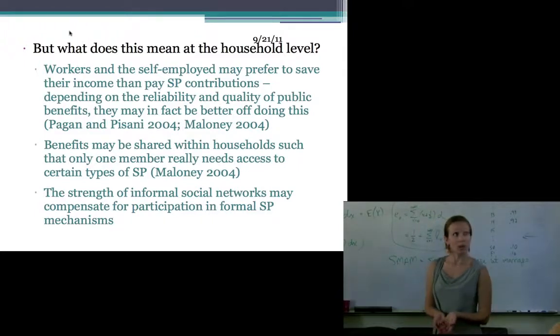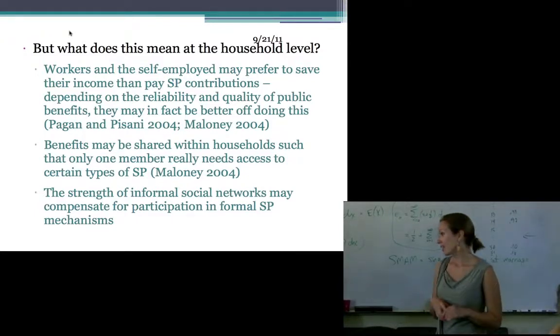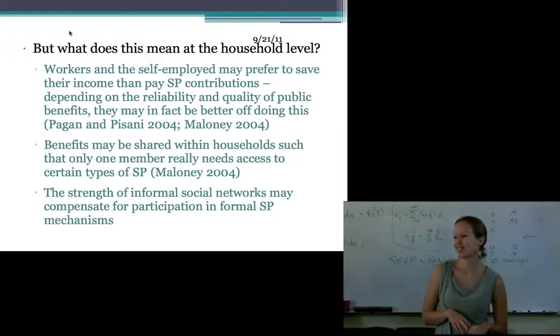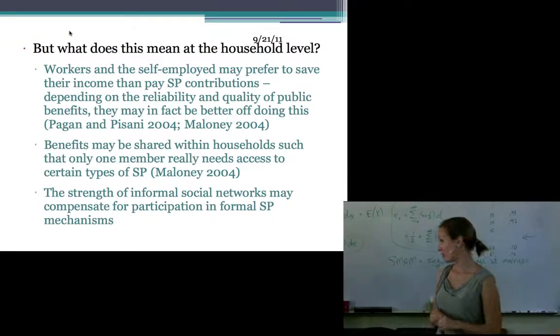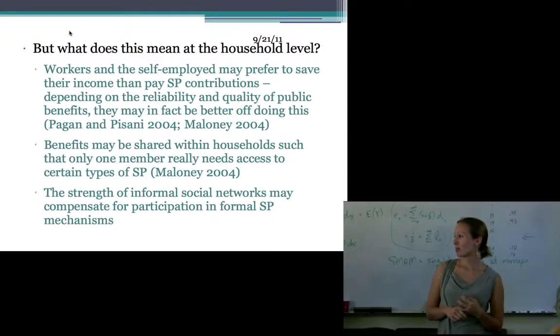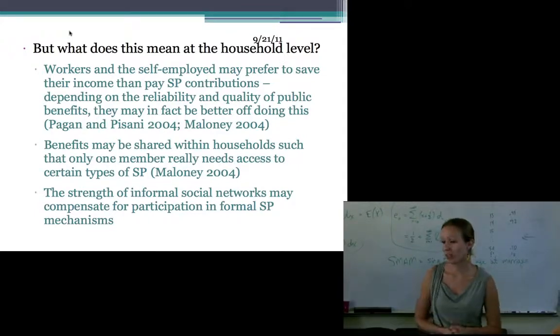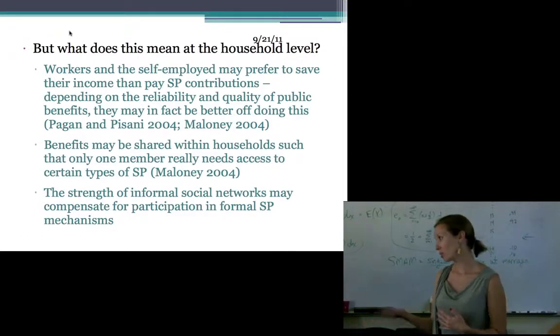Some of the international literature, again, none of this is based on the Middle East, is that workers and the self-employed may actually prefer to save their money than to spend it on contributing to public social protection schemes. This is particularly the case in developing countries where the reliability and the quality of the service that you're getting is not that good. You can also compare this to the issue of Social Security in the States, where maybe we're not sure if, when we hit retirement age, some of us, Social Security will still be there. So if you don't think that the public pension system is going to be there, then contributing now is throwing your money away.